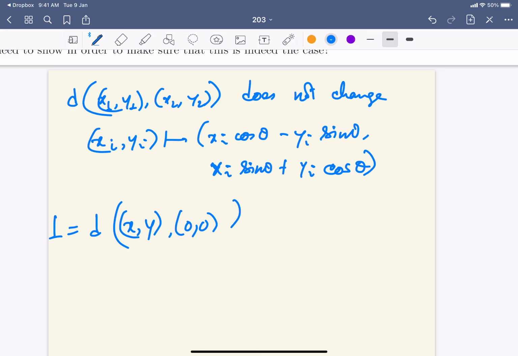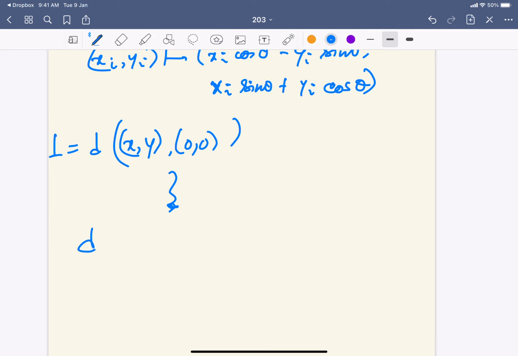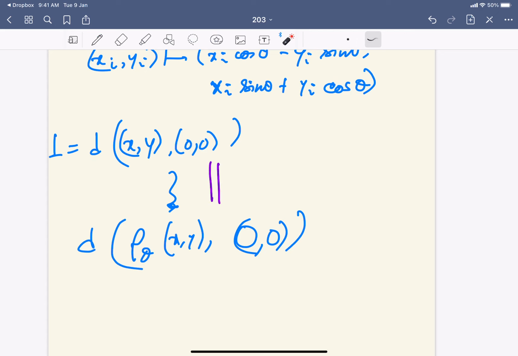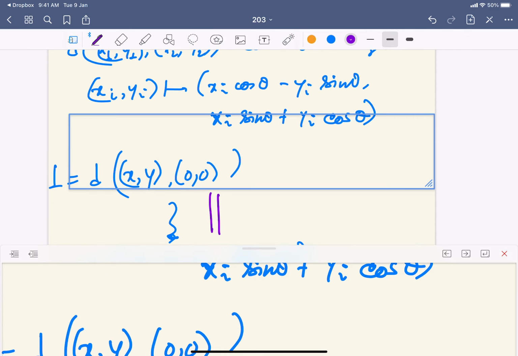So under the transformation, this becomes rho theta of x y, and rho theta of 0 0 is just the origin, 0. And since you know that these two quantities are the same, after doing that exercise the distance doesn't change under this kind of substitution. So it follows that this has to be equal to what you started with. This has to be equal to 1, right?